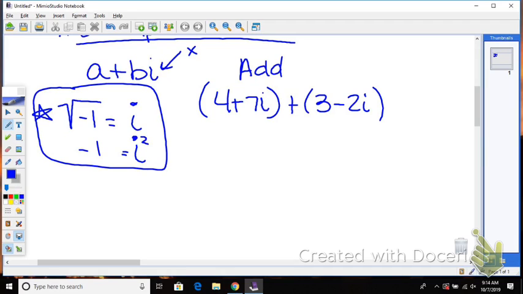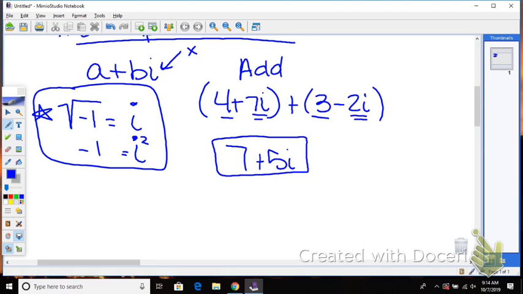So if I told you to think of the i's like x's, that means the 4 and the 3 are going to go together, and that's going to be 7, because 4 plus 3 is 7. And then the 7i is going to go with the negative 2i, and I get plus 5i. That's it for the adding. Adding is just combining like terms. If you think of the i like an x, you all know how to do it. Good with that? Yes, excellent.